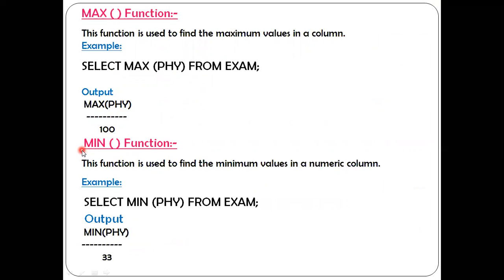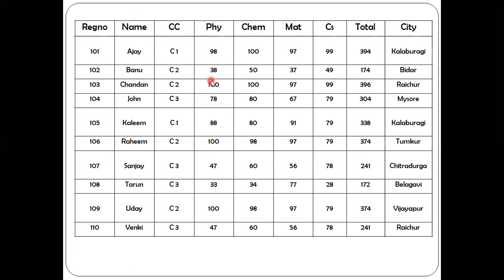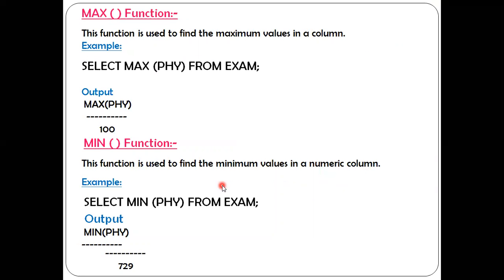Similarly, the next one, MIN stands for minimum function. This function is used to find the minimum value in a numeric column. Select MIN of PHY from exam. Same again, from the same table called the exam table. In that, which column? Physics column. I would like to find the minimum marks in physics. Have a look at this table, physics. As we have discussed, 100 is the maximum marks and 33 is the lowest marks. There you can see here 33, right? These are the marks of physics. Max is over, min is over, sum is over, average is over, count is over. These are all the group functions.